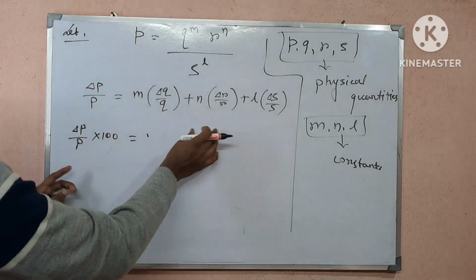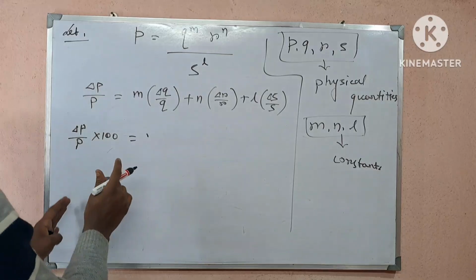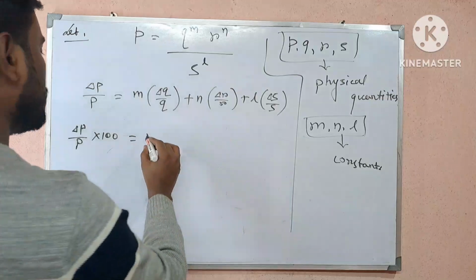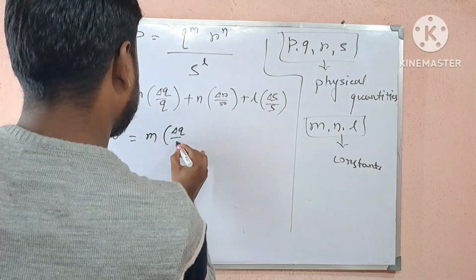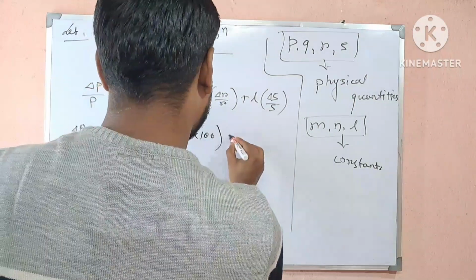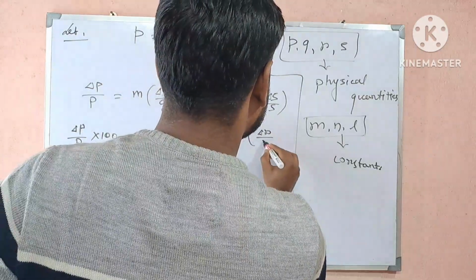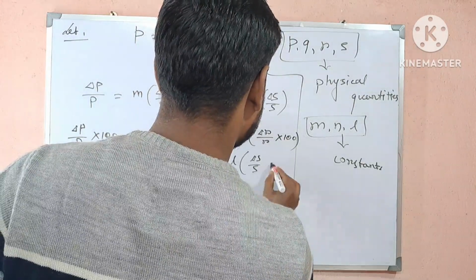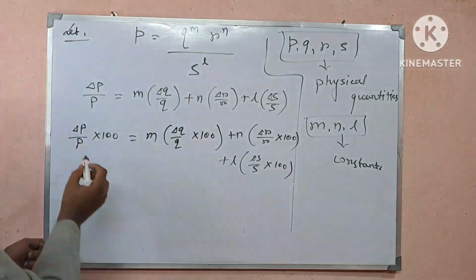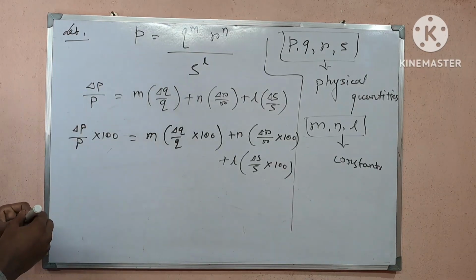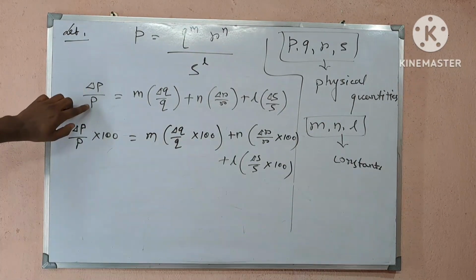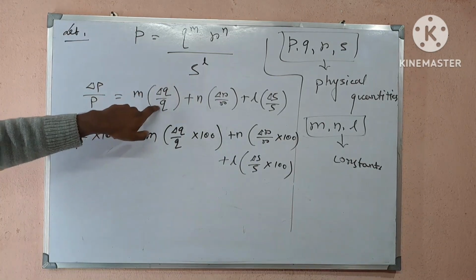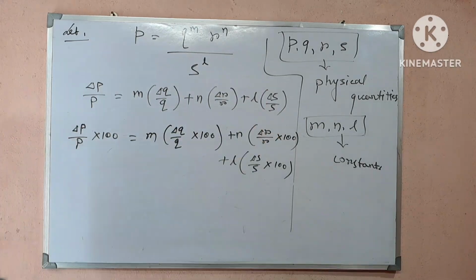Now if we multiply 100 on both sides, then what will it be? 100 will multiply this side as well as we have to multiply 100 on this side also. So it will be M into delta Q by Q into 100 plus N into delta R by R into 100 plus L into delta S by S into 100. So just see here, delta P by P, this is basically the error in the measurement of P, and P is basically the actual value. So this is the error, this is the actual value, error by actual value.